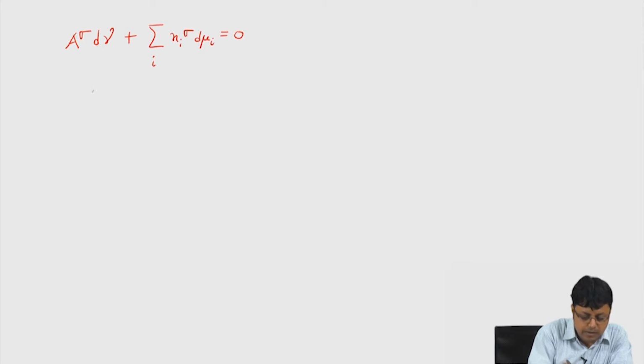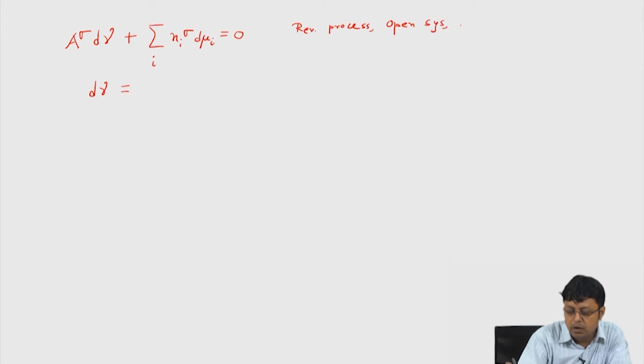Now, we can rearrange it a little bit, and we can get the value of d gamma. Remember, this is for a reversible process, and this is for an open system, because we have made it very general, and also we made it for constant temperature, because we have dropped the S dT term. So, d gamma is nothing but minus n I sigma divided by A into d mu I.